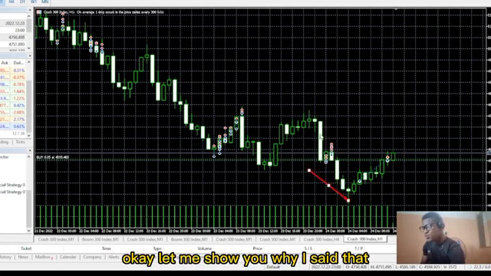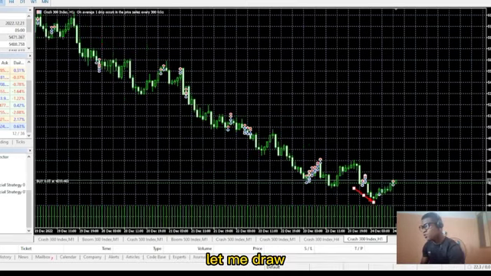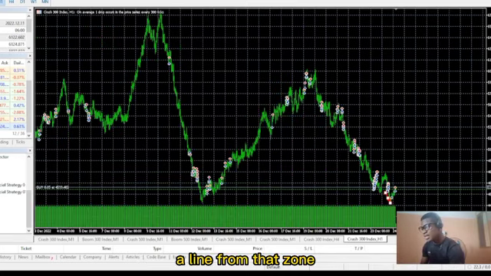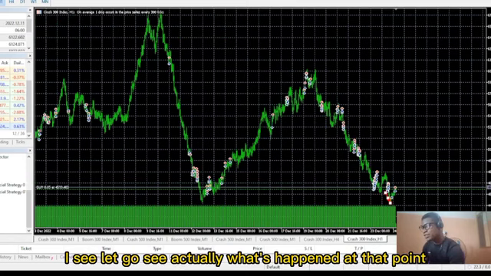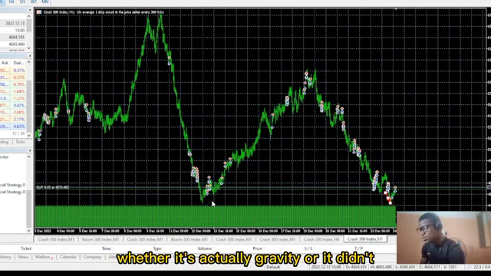Okay, so let me show you why I say that. Let me draw a vertical line from that zone, and see. Let us see actually what happened at that point, whether it actually grabbed liquidity or it didn't.